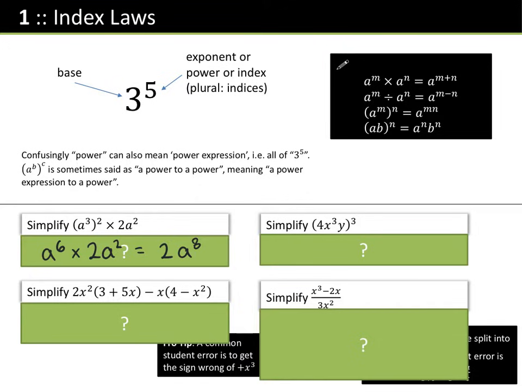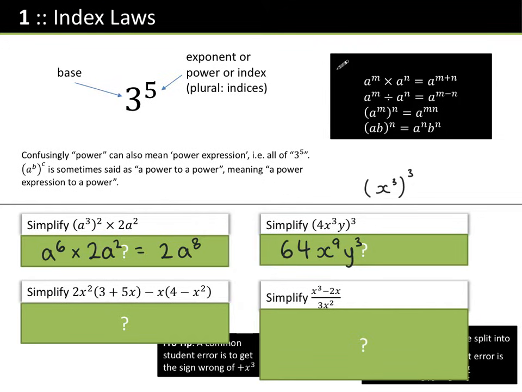So then the next part of the question, we have simplify 4x cubed y all cubed. Now, when we're simplifying and we have a number, which is then in a bracket and is then cubed, we have to cube this number 4. So 4 cubed is 4 times 4 times 4, which is 64. Again, x cubed to the power of 3. We multiply the power, so I'm going to get x to the power of 9, y to the power of 3.